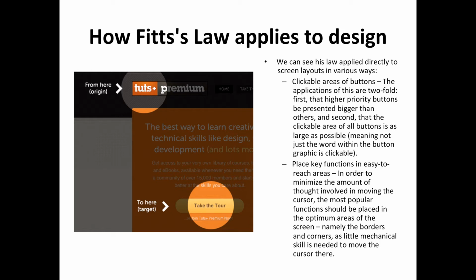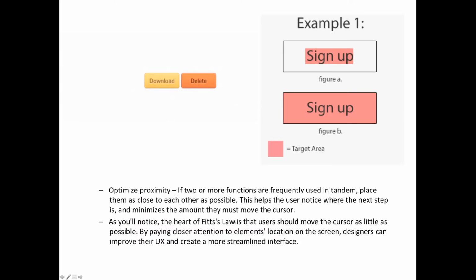And remember that anytime you start on a site, people are always going to start up here. They're going to start in that origin point, top left corner. So I start here, I move down. Typically sites move in that F pattern, where it's top, left to right, down, left to right. So moving in that F pattern, you want to optimize proximity. If two or more functions are frequently used in tandem, place them as close to each other as possible. This helps the user notice what the next step is and minimizes the amount they must move the cursor.